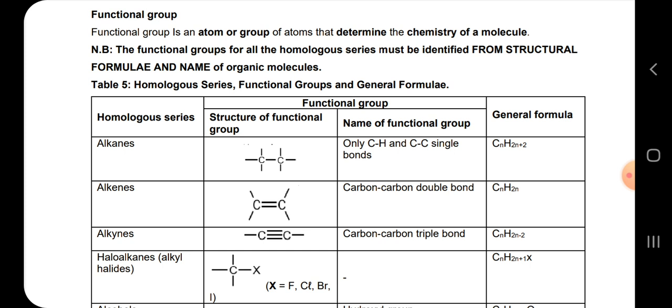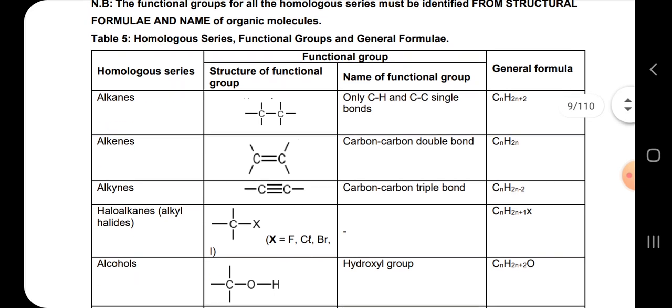The functional group for all the homologous series must be identified from the structural formula and name of organic molecules. So when you see a functional group structure, you should be able to name the homologous series. You can also know a homologous series by looking at the name that is given, and you'll be able to know if this is an alkane, alkene, haloalkane, and so forth. So we have homologous series, functional groups, and general formulas.